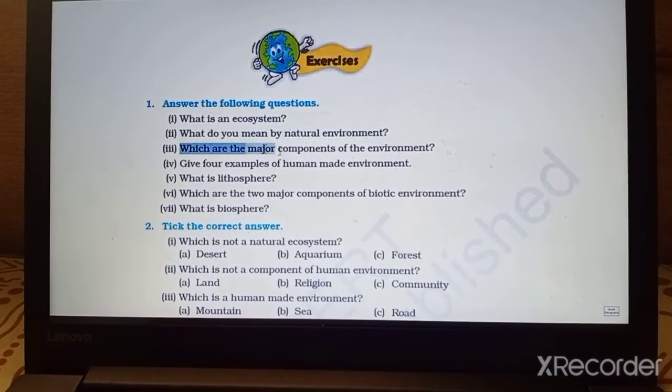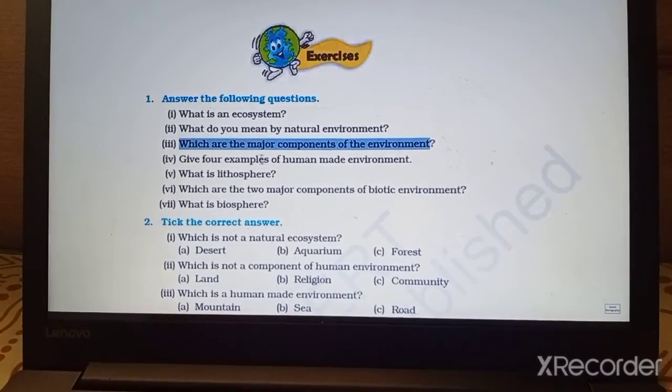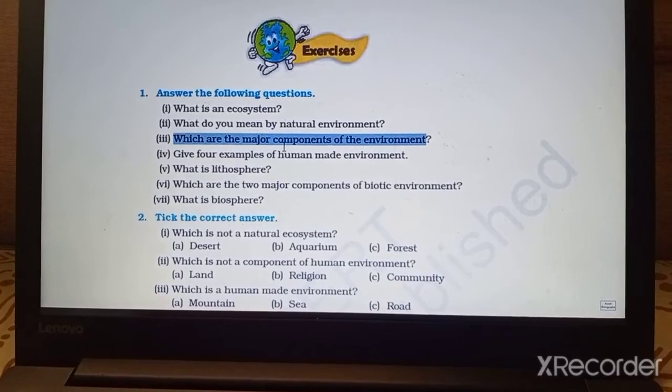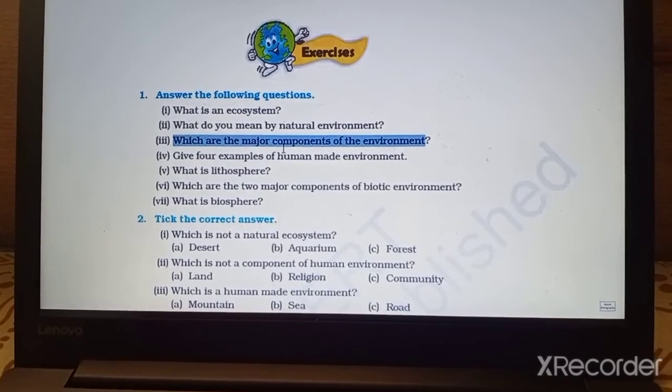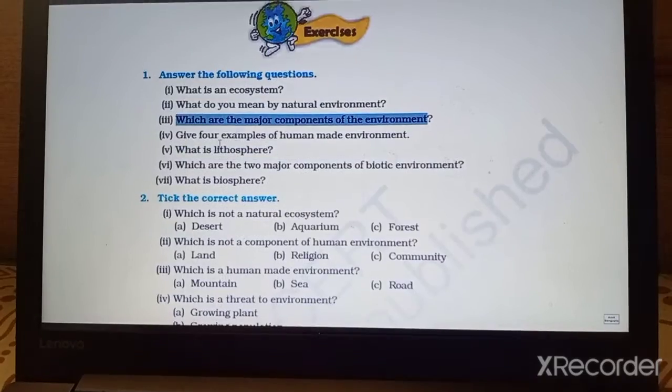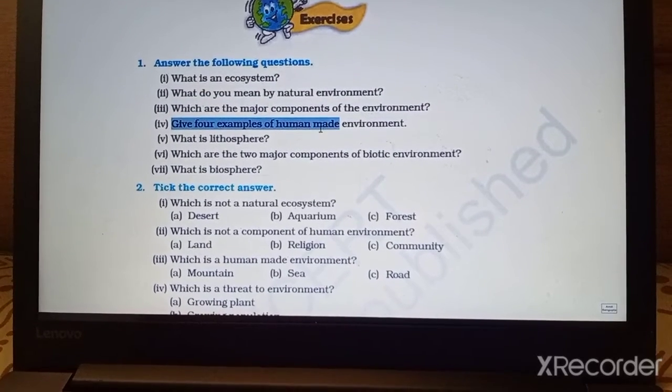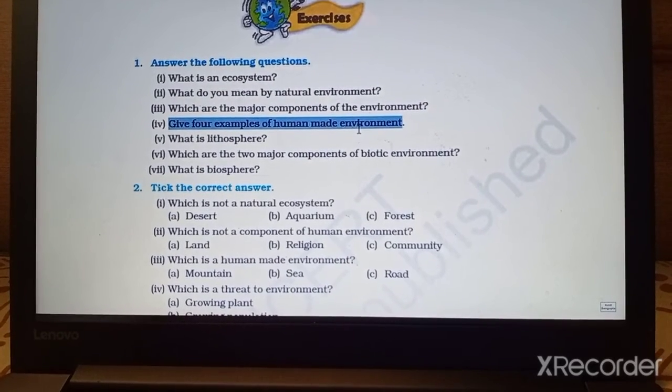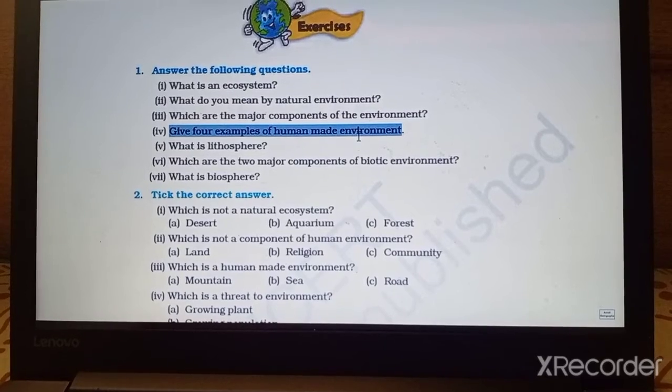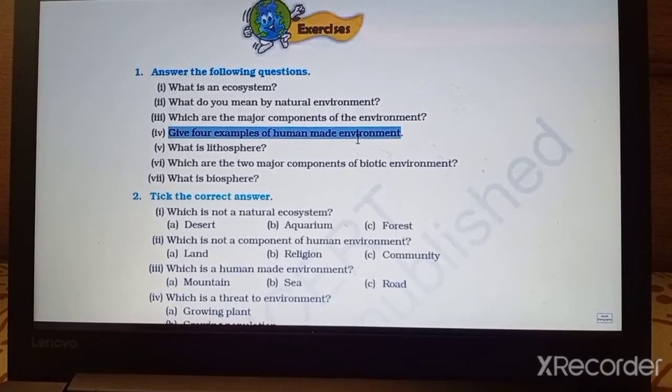Third question, which are the major components of the environment? So the major components of the environment are humans, natural resources and then human-made resources. Fourth question, give four examples of human-made environment. Anything that you see around you made by humans. Road, building, garden, park, anything.